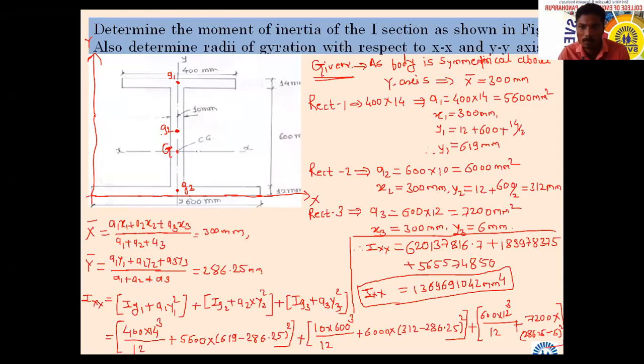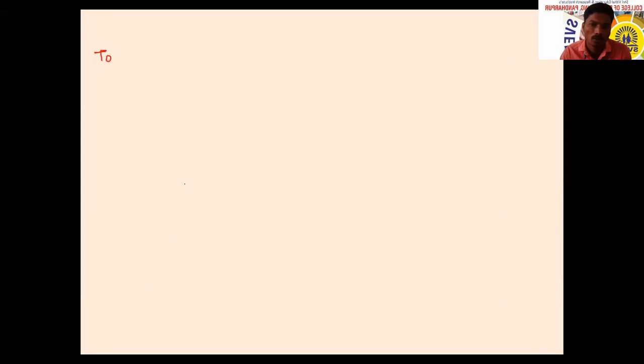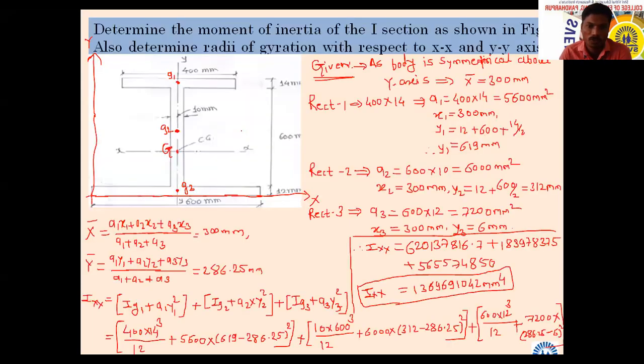No, sir. Let us go to this now. To find IYY. Now here, if you will see the figure again, as we discussed in the previous problem, the object is symmetrical about the vertical axis. It means it's centered. All the individual centroids and the combined centroid will lie on the vertical axis. Is lying on the vertical axis.